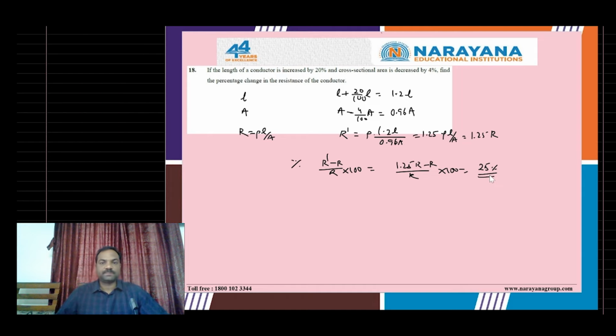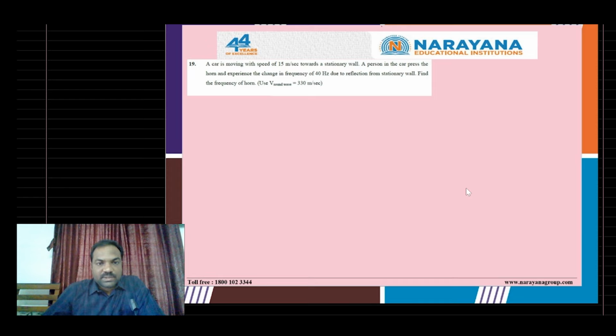So here we go with question number 19, which is related to Doppler effect. A car is moving with a speed 15 meter per second towards a stationary wall. So something like this. Then he is able to hear two frequencies. One is the direct frequency, the other one is the frequency reflected from the wall. It's a standard question most of the JEE books will have. One frequency he directly listens to is F0. Next we need to find out what frequency he will listen, as it is reflected from the wall and comes back.